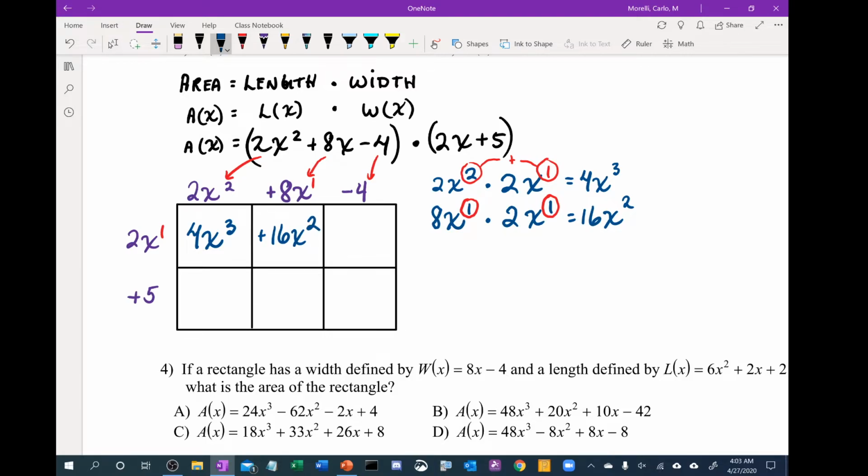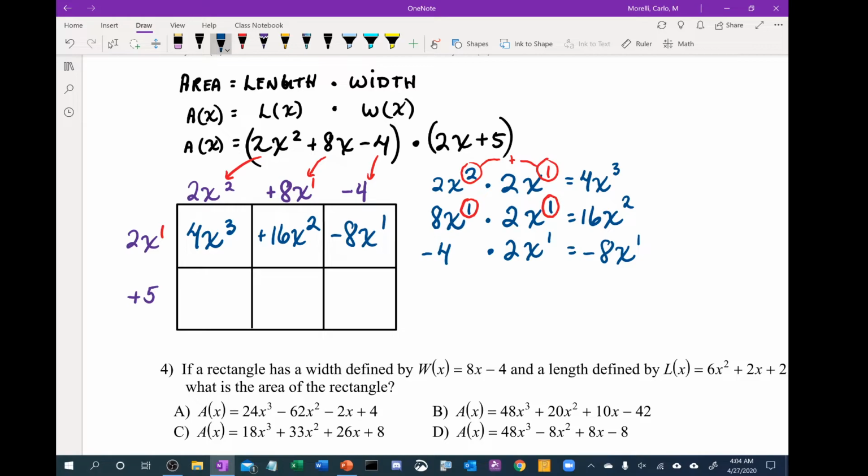16x squared. Ladies and gentlemen, we are ready to move on, and now we're going to multiply negative 4 times 2x to the first. All right, so over here in side work, we have negative 4 times 2x to the first power. Now, since the negative 4 doesn't have an x variable, this is actually way easier than the previous two. It's just 4 times 2 is 8, so negative 4 times 2, guys, it's just negative 8. And then that x to the first comes along for the ride. Don't forget him. And so we just go over here and write negative 8x to the first power.